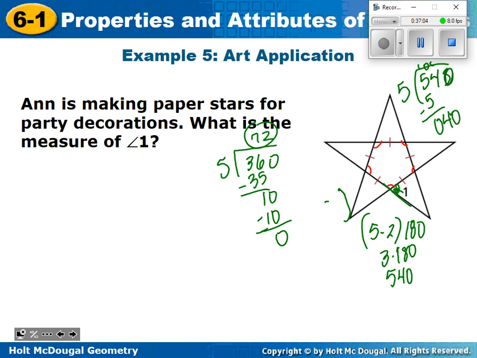So it's going to be 108. Sorry, I'm trying to go really fast. So this would be 108 degrees, and then you could have said, okay, these two have to add to be 180, so that makes angle 1 72 degrees. Okay? But it works either way. Molly?